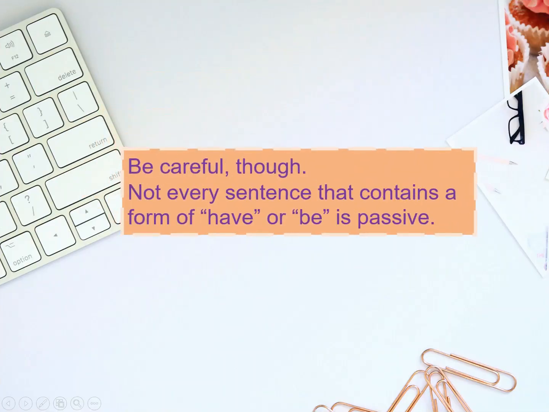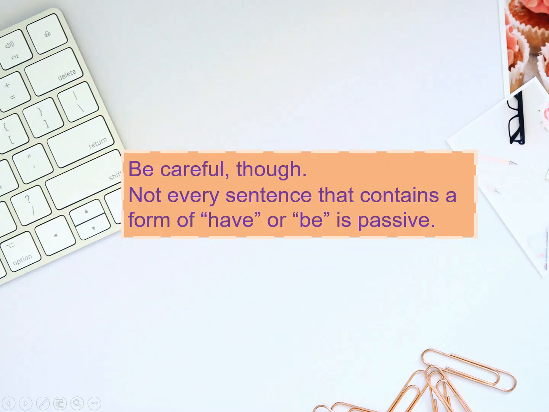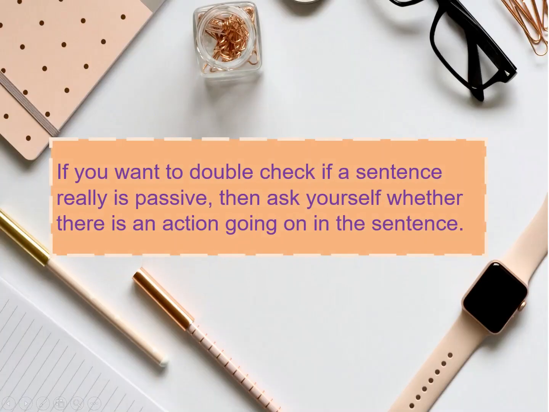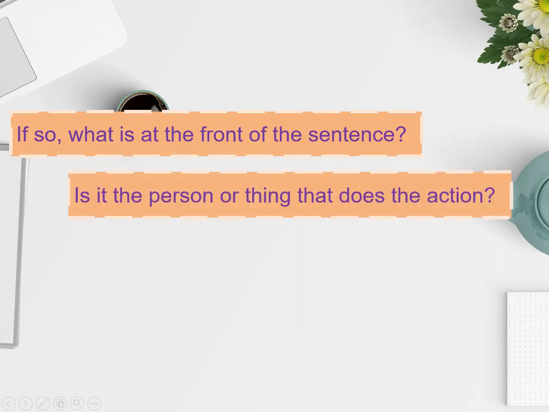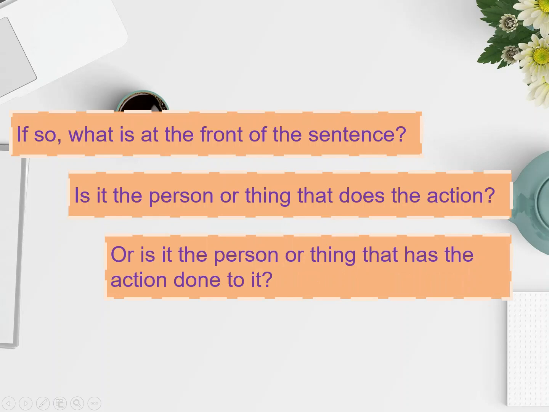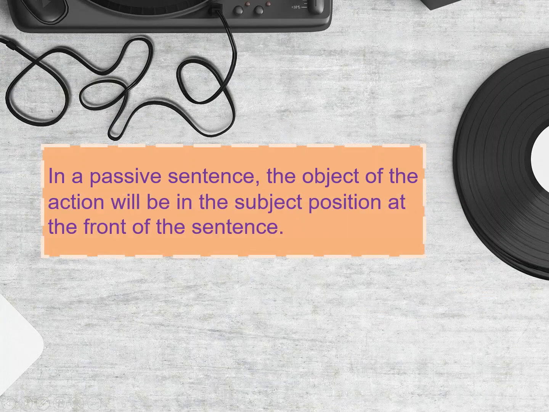Be careful though, not every sentence that contains a form of have or be is passive. If you want to double-check if a sentence really is passive, then ask yourself whether there is an action going on in the sentence. If so, what is at the front of the sentence? Is it the person or thing that does the action? Or is it the person or thing that has the action done to it? In a passive sentence, the object of the action will be in the subject position at the front of the sentence.